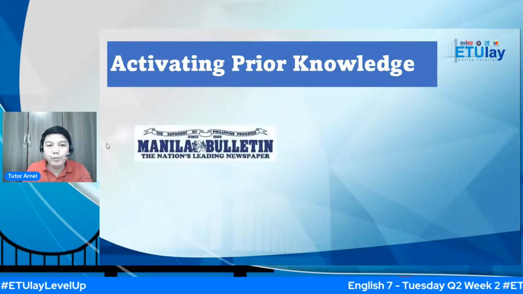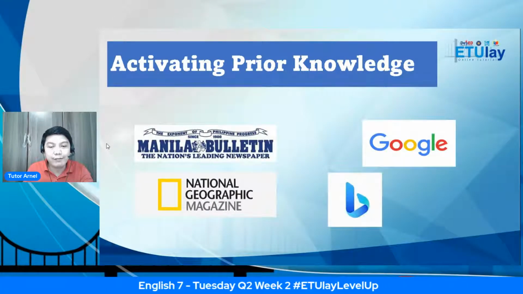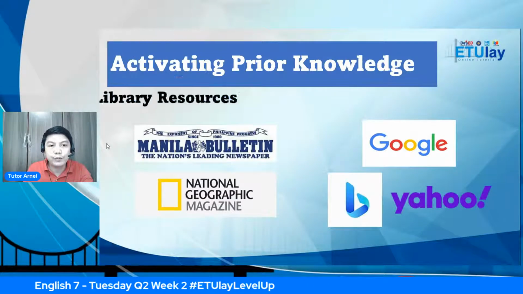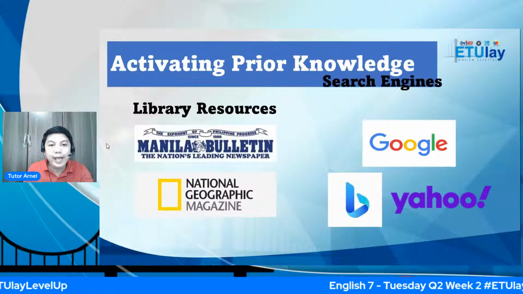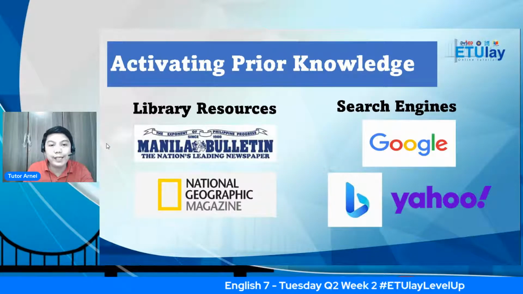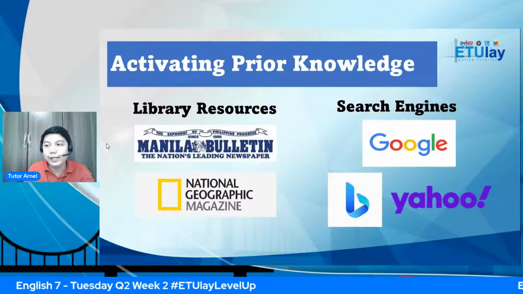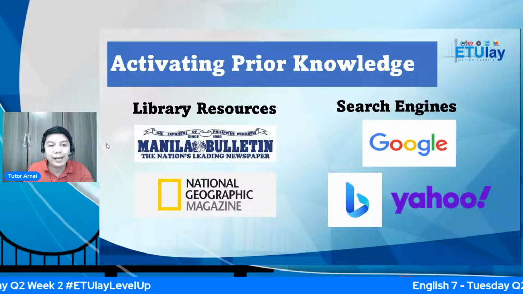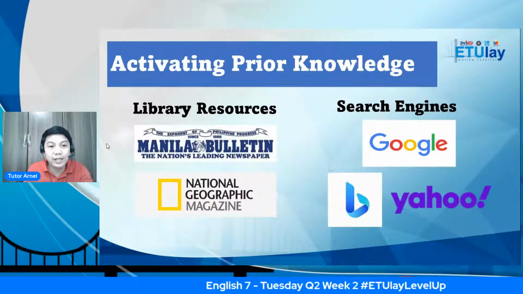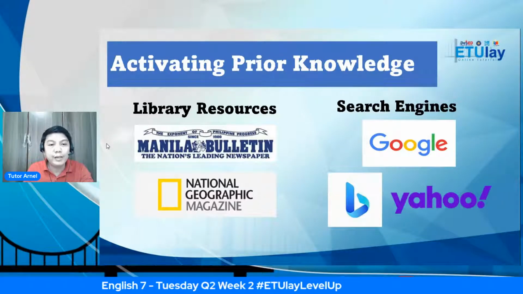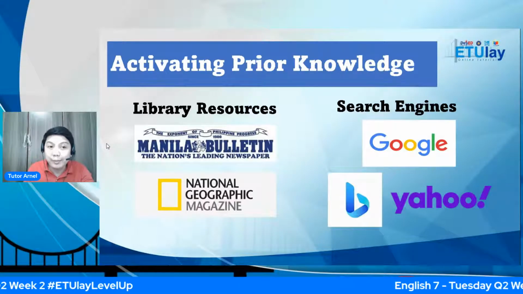So from your module, our sources of information can be classified into these two major groups: the resources that we can find in the library, and the ones that we can find in the search engines. The reason why I classified Manila Bulletin and the National Geographic magazine under library resources is because these are printed materials that you can use when you go to the library. On the other hand, Google, Bing, and Yahoo are like a virtual library.